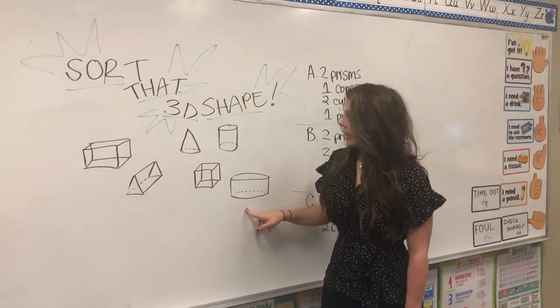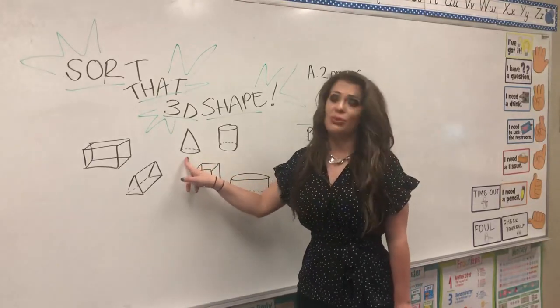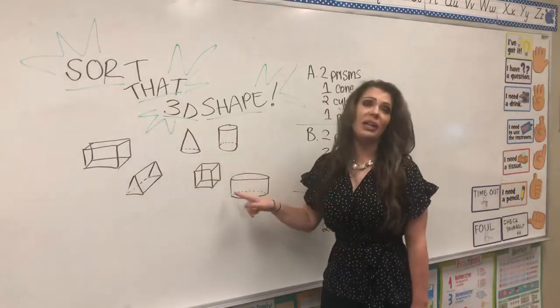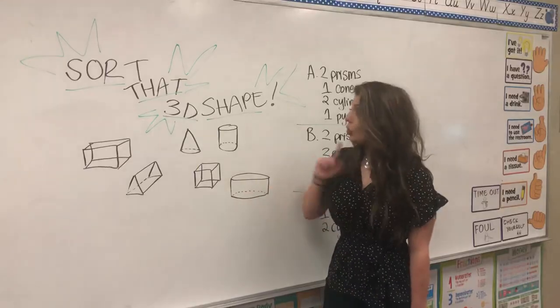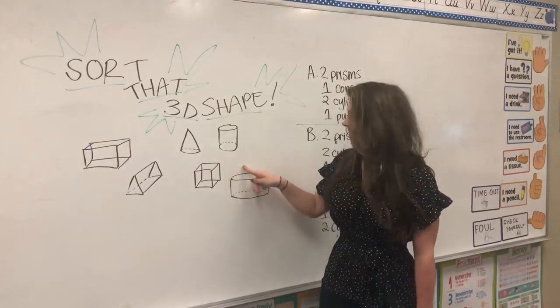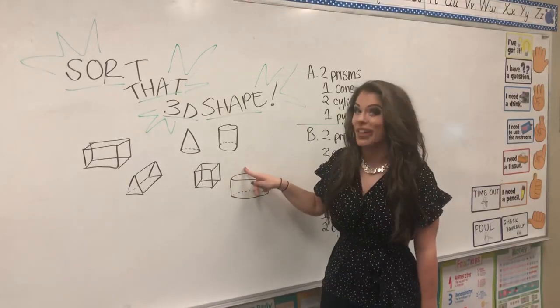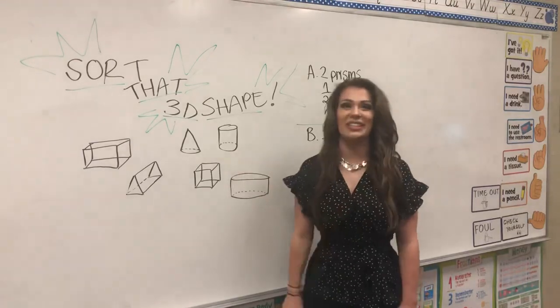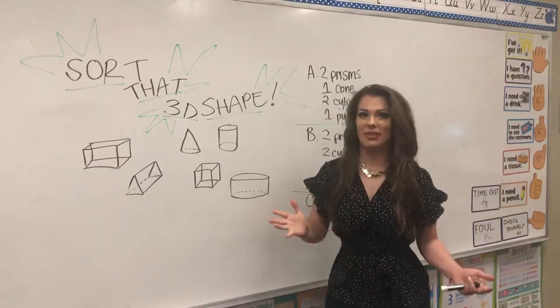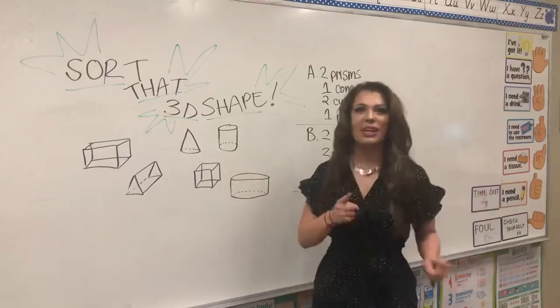Well, I guess a cone has a rounded edge, but it doesn't have the point a cone has. Ooh, I think it's a cylinder. It's just a really wide cylinder. So I've got 2 cylinders. Awesome. Now it's time to sort that 3D shape.